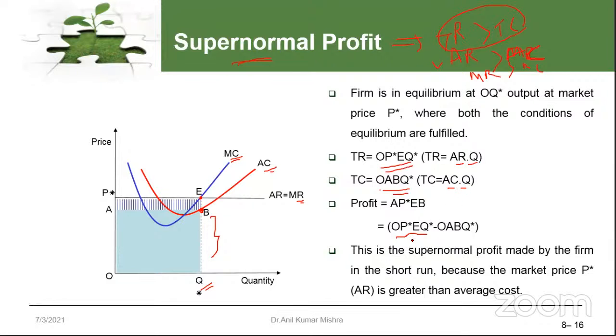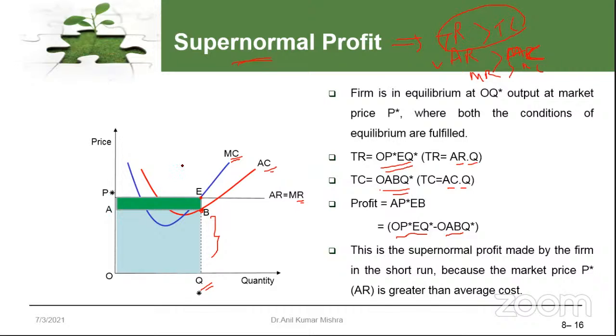Now, taking into account, this is the total revenue and this is the total cost. Total cost is the OABQ. While you take the difference between OPEQ and OABQ, that difference is this area. That means ABEP is the profit. So ABEP is the profit area, right? This profit is obtained by the producer in the short run, and they earn this supernormal profit. But in the long run, it may not be there because new producers will enter. But as we are in the short run, the existing producers always obtain this much supernormal profit.